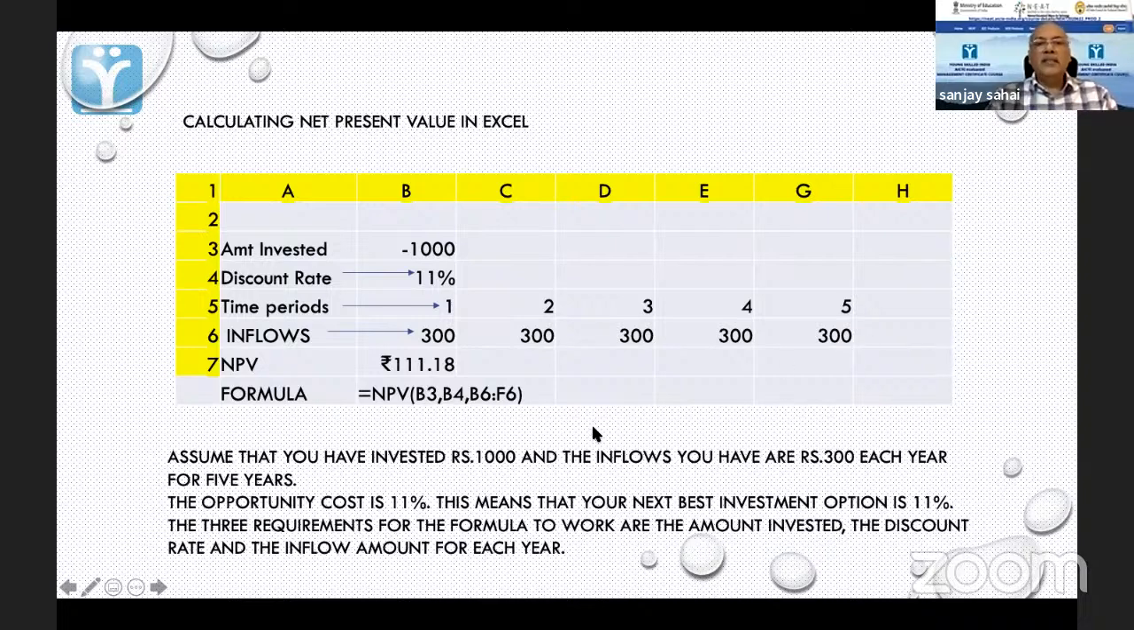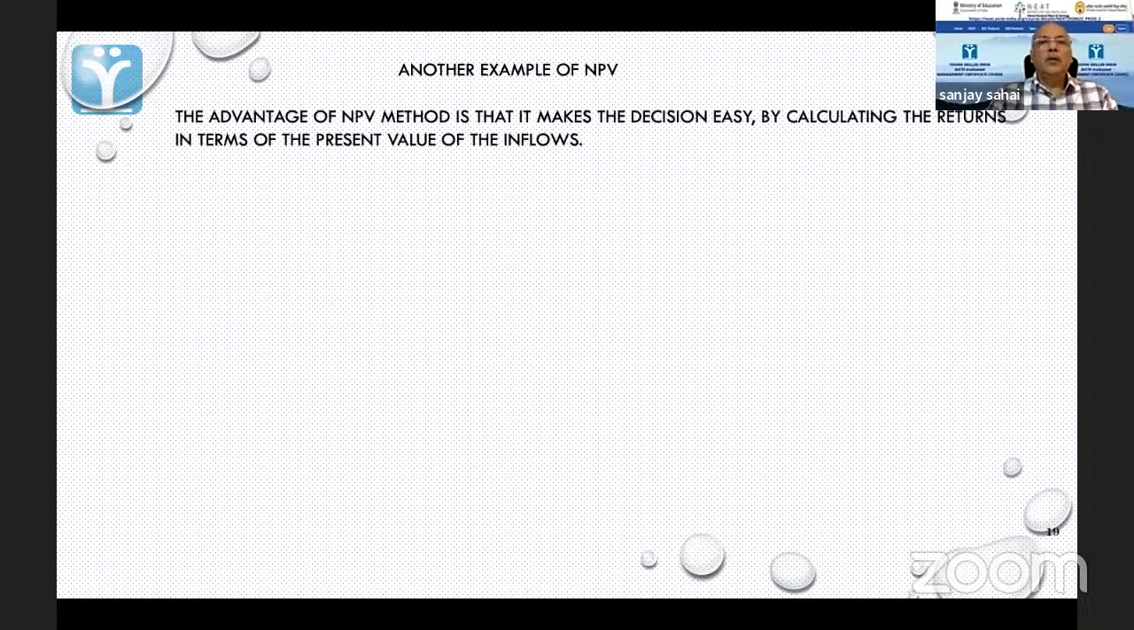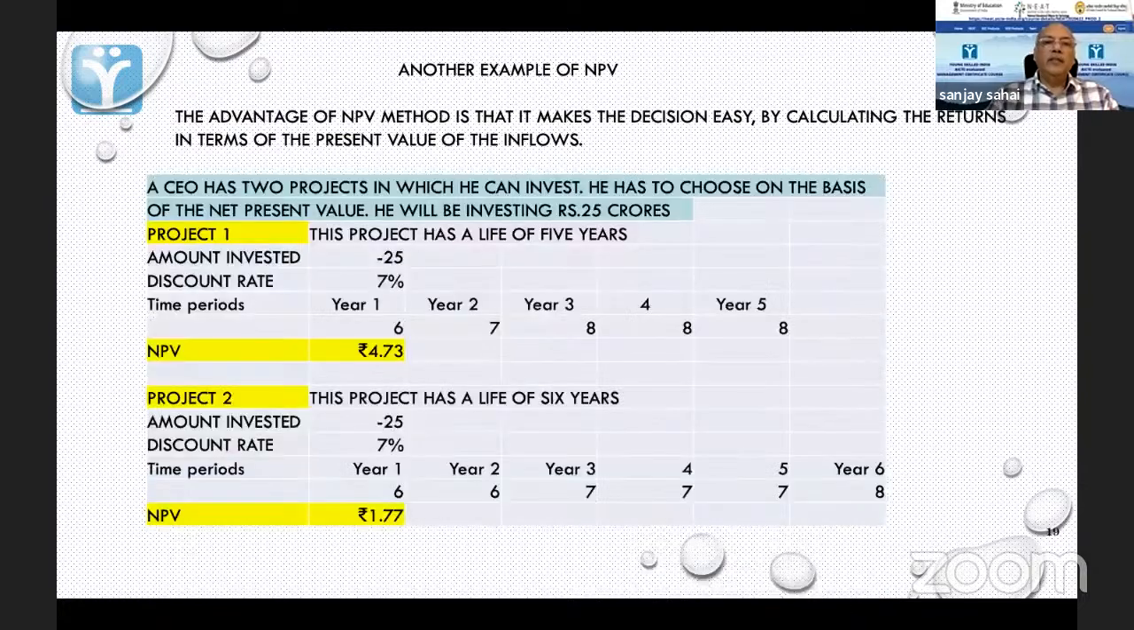And this is something which will be useful in different ways. Now, the advantage of the NPV method is that it makes the decision easy by calculating the returns in terms of the present value of the inflows. Now, to labor this point further, let's say a CEO has 2 projects in which he can invest. He has to choose on the basis of the net present value. He is going to invest 25 crores and his opportunity cost here is 7%.